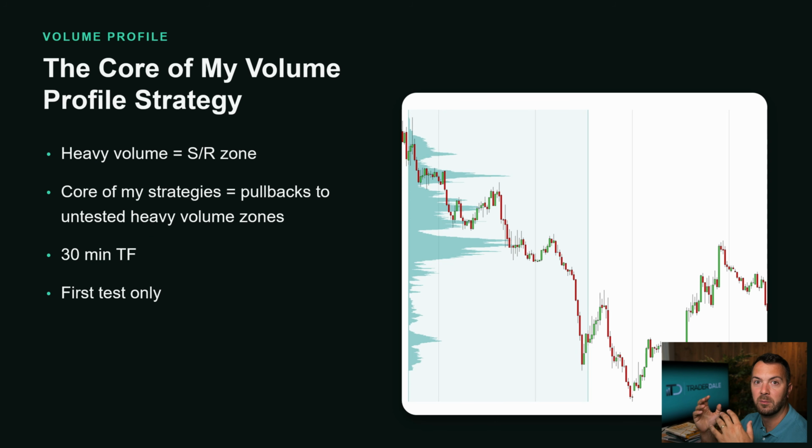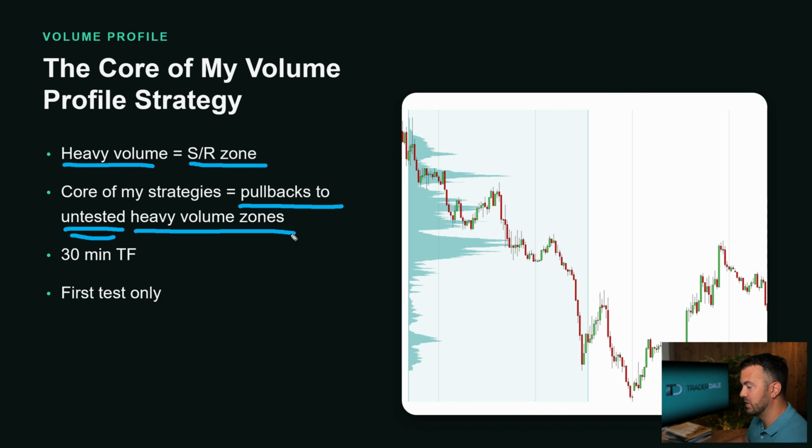Different strategies for when the market is trending, different strategy when the market goes sideways. But the core of all my volume profile strategies is this. Heavy volumes are strong support and resistance zones, right? And the core of what I do is I trade pullbacks to untested, that's important, untested heavy volume zones.